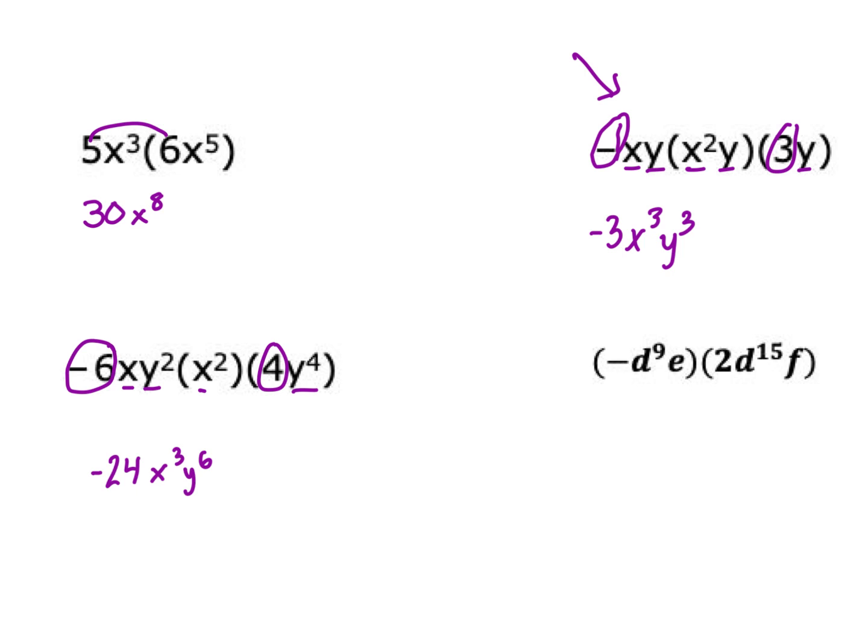All right, and the next one, again, we have that invisible 1 sitting here to help me remember that that negative part goes with the numbers. So negative 1 times 2 is negative 2. D to the 9th and D to the 15th makes D to the 25th. E doesn't have any other E's, so it's just that one E, and F doesn't have any other F's, so it's just that one F.